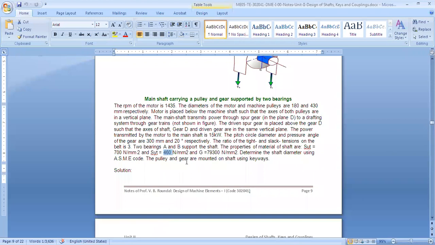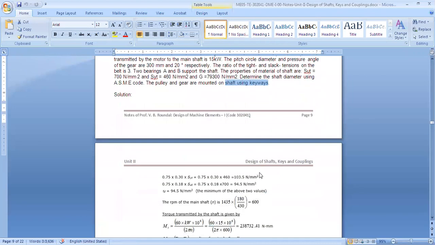The pulley and the gear are mounted using keyways. Using keyways means we have to consider the design of the keyway. It is not straightforward; the fit uses keyways to join the shaft with the gear. So we have to consider a factor of 0.75, or reduce the stress by 0.25. Okay, let's go ahead with the design now.